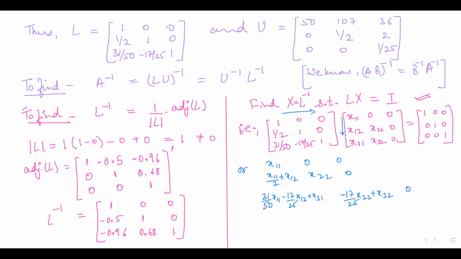So let me just write it in a proper way. So this would be 0, x22, 0, 0. And we'll be comparing it with the identity matrix. So what we are getting when you are comparing these two matrices, first of all, I'll be getting the values of x11, x12, x22, and so on. So I'll need to solve these equations.